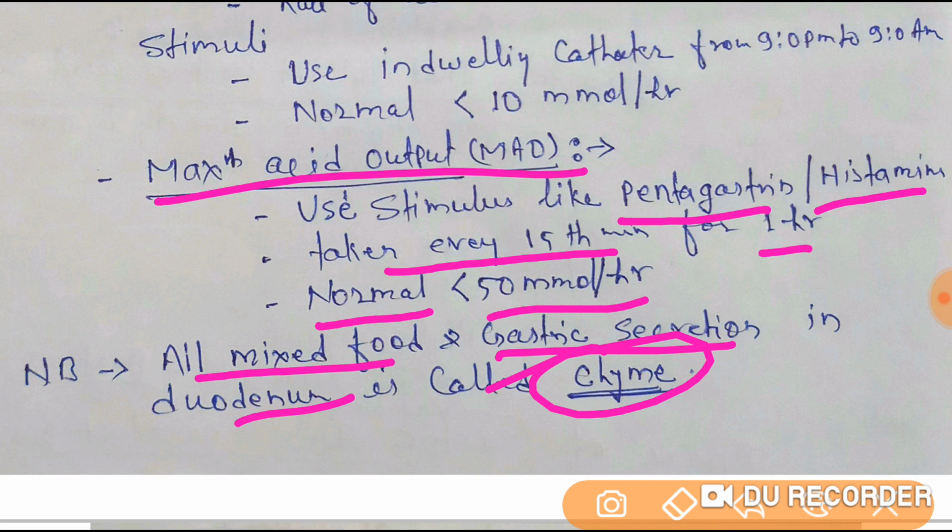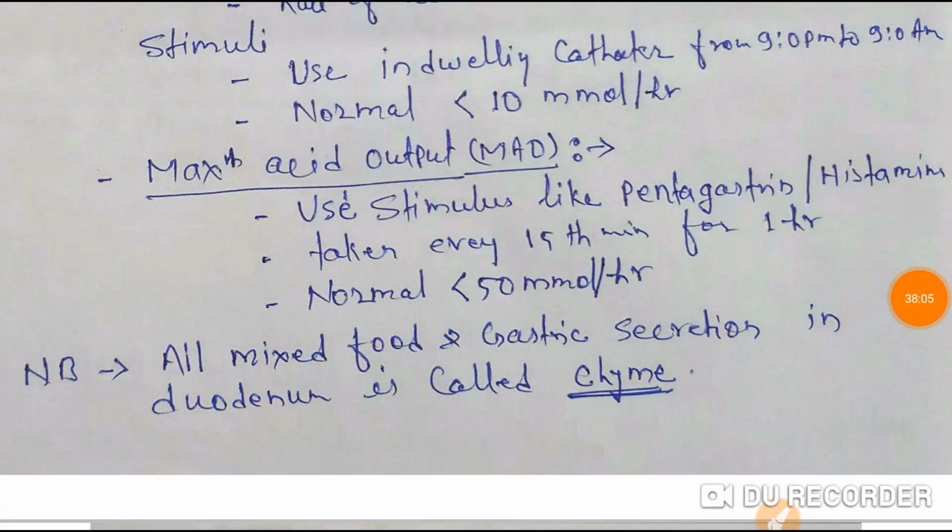Here the maximum acid output is risky in cases of peptic ulcer diseases and like a tumor that has the property to increase the HCl secretion, so this is risky in that condition.